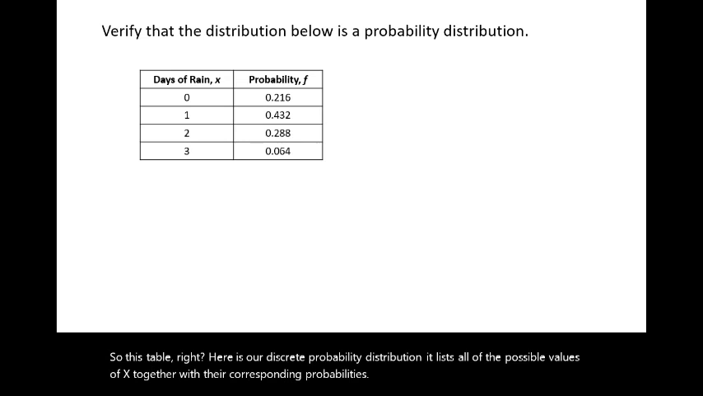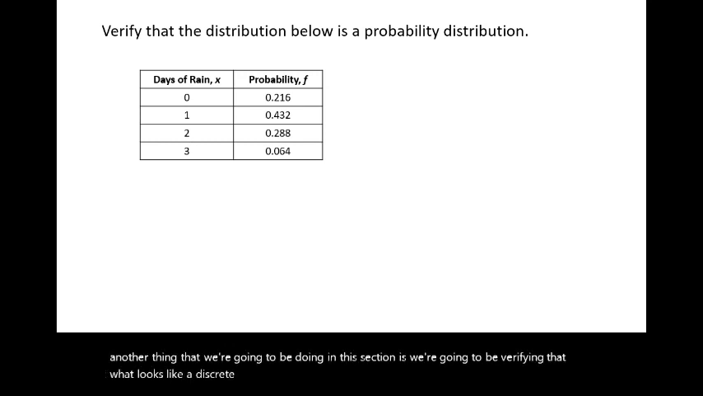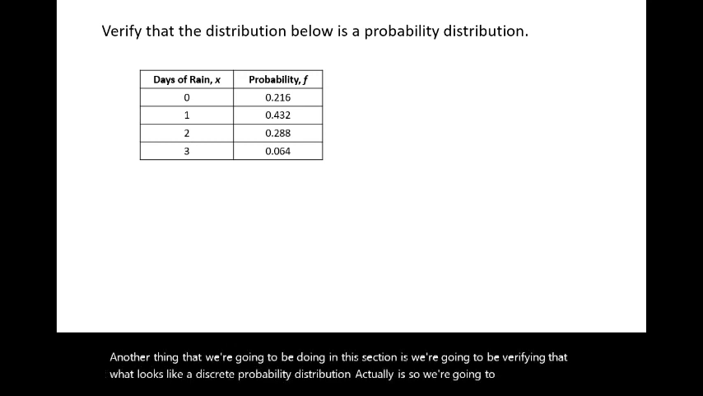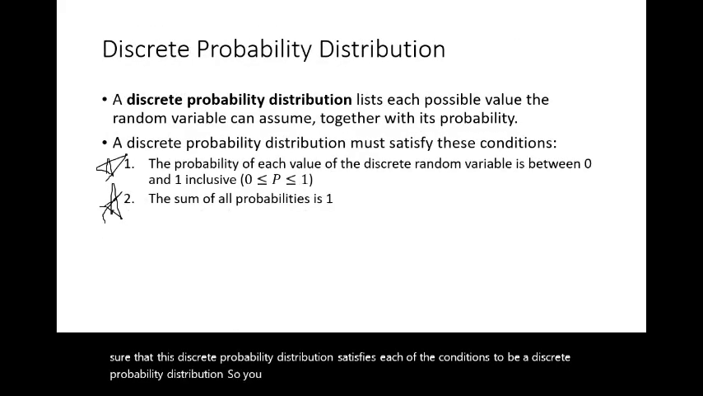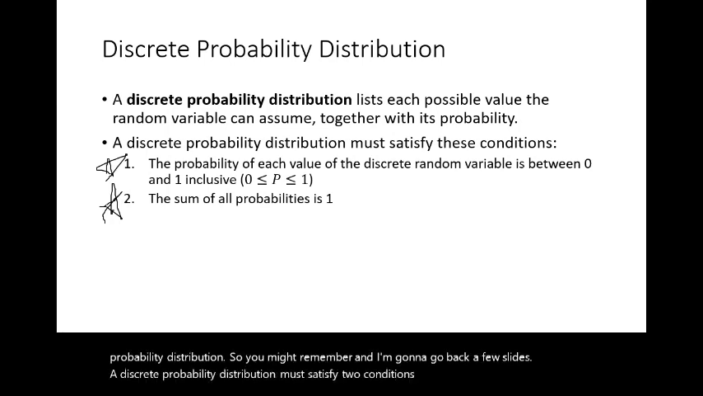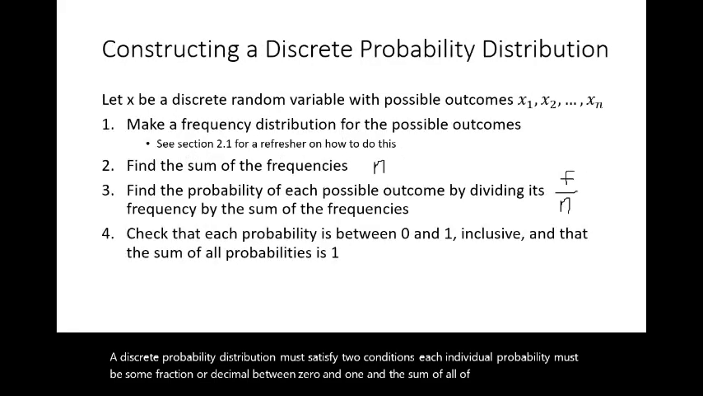Another thing that we're going to be doing in this section is verifying that what looks like a discrete probability distribution actually is. So we're going to check to make sure that this discrete probability distribution satisfies each of the conditions to be a discrete probability distribution. So you might remember, and I'm going to go back a few slides, a discrete probability distribution must satisfy 2 conditions. Each individual probability must be some fraction or decimal between 0 and 1, and the sum of all of the probabilities must be equal to 1.